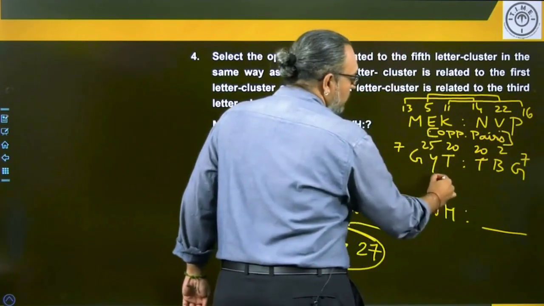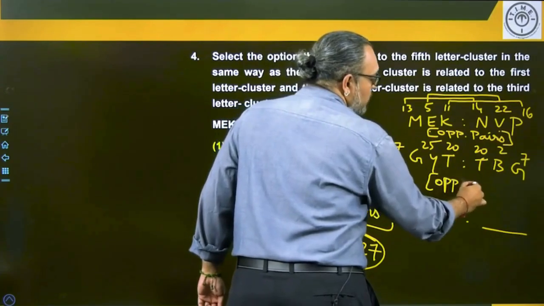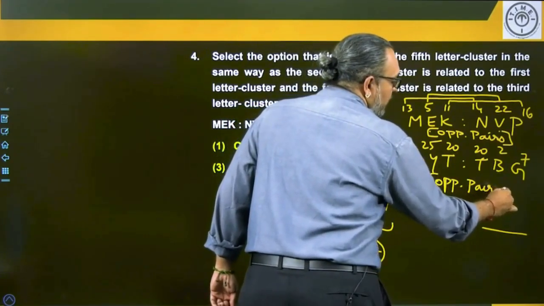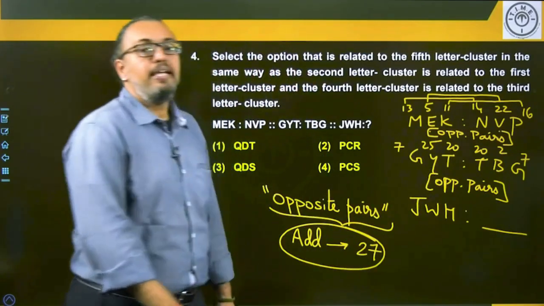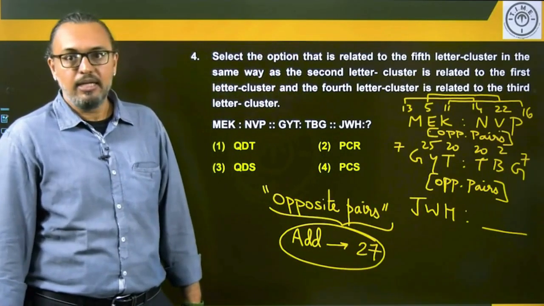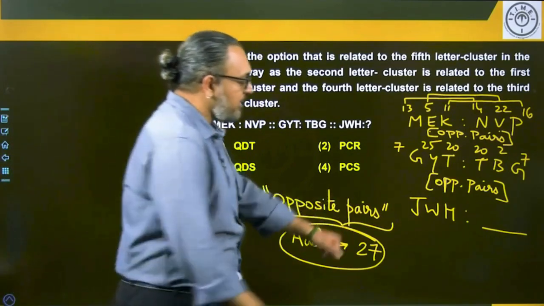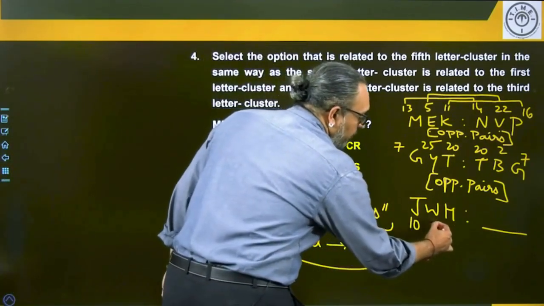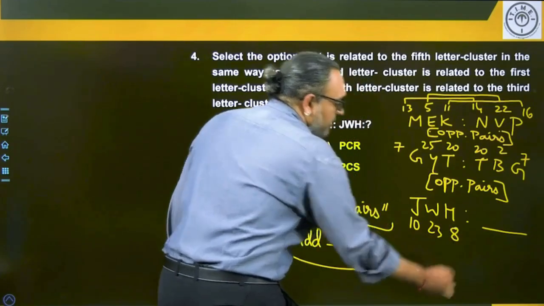Now here also, that is what we get. They are what we call as opposite pairs. When you add the place values, you are getting 27. Understanding the point here? Okay. So the same thing we do. Now J is 10, W is 23, H is 8.